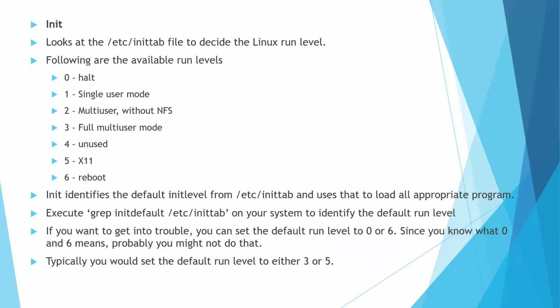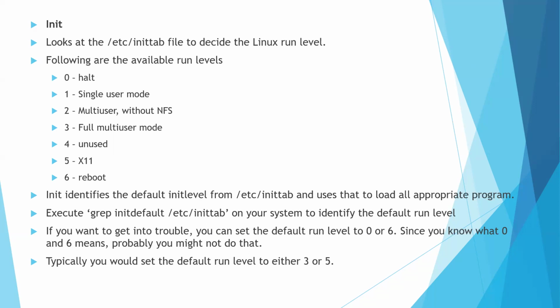So here is the init level. Look at /etc. If you want to see how many run levels your system has, you can see inside the /etc/inittab file, which decides the Linux kernel run level. Suppose you run init 0, you immediately halt the system. Init 1, you go into single user mode. Init 2, multi-user mode. Init 3, full multi-user mode. Init 4, it isn't used. Init 5, graphical mode. Init 6 means you are rebooting your system.